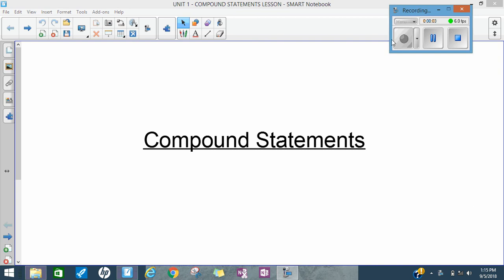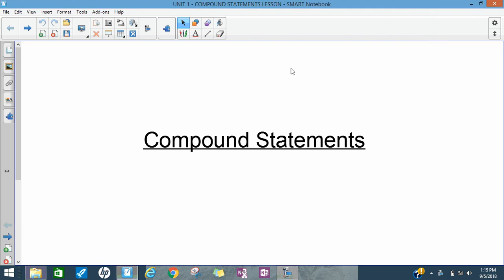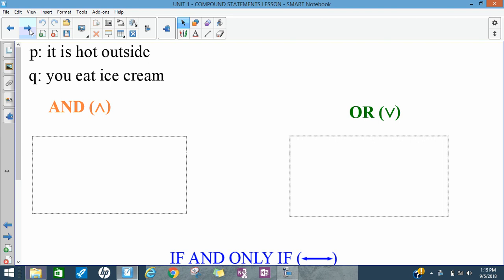Hey all, today we're going to talk about some different types of statements. We've been talking about conditional statements, and today we're going to talk about compound statements. So there's a few new symbols to learn. So here we have a P and a Q, just like we've had recently. I made P, it is hot outside, Q, you eat ice cream.